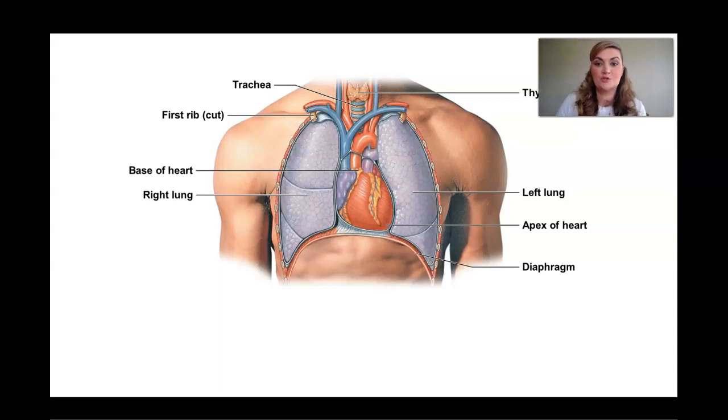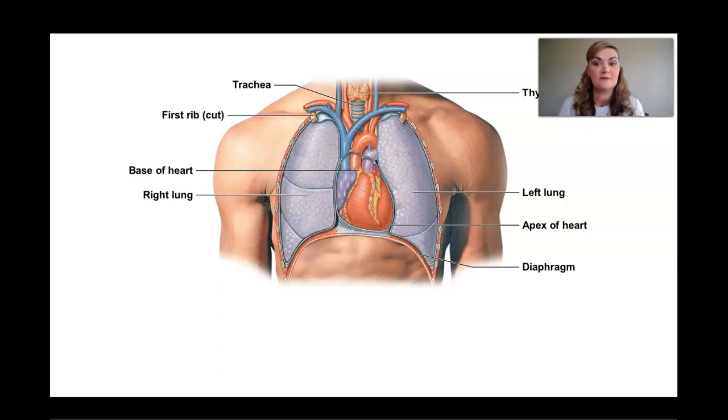Now, this one also shows you the base of the heart. That's going to be the section where you have all the vessels coming out the top, and the apex of the heart, which is going to be the pointy tip section, which is pointed to the left-hand side. Now, notice when you're looking at the bottom section where the apex is, you see a muscular sectioning that's going to separate the thoracic cavity from the abdominopelvic cavity. That muscular structure is going to be referred to as the diaphragm.